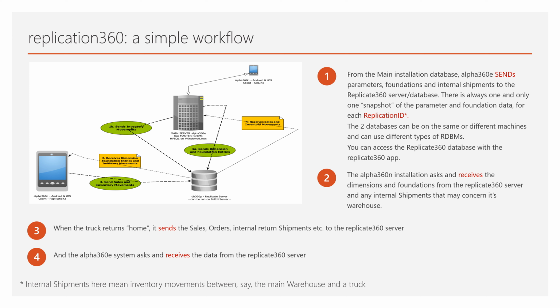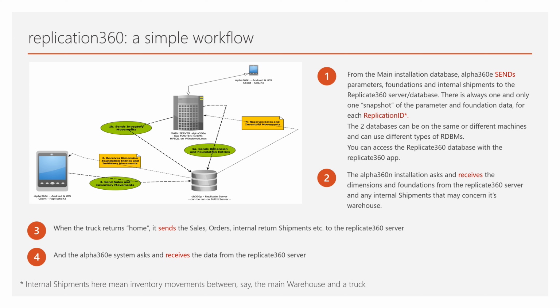Now, let's take a look at a simple workflow for the above case. First, note that the system has actually two databases. One is the main ERP database and the other one is the replication database. They can be on the same server, they can be on different servers, and they can even be of different type. Say one can be an HFSQL client server and the other one could be a MySQL database.